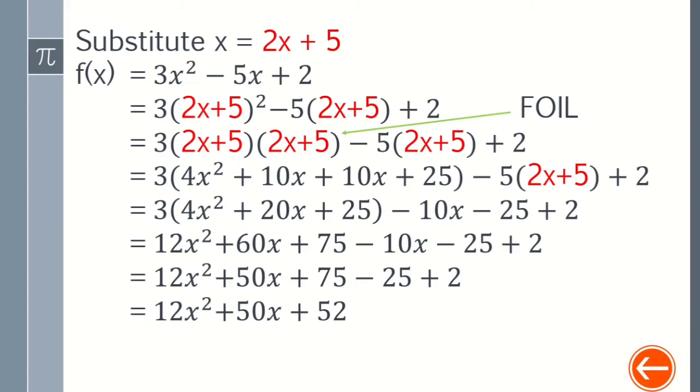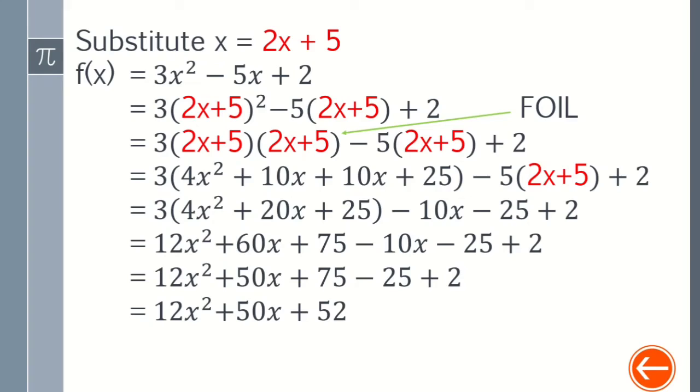Negative 5 times 2x plus 5 plus 2. Kaya magiging negative 10x minus 25 plus 2. 3 times 4x squared plus 20x plus 25. Okay, 12. Ang sagot doon ay 12x squared plus 60x plus 75.